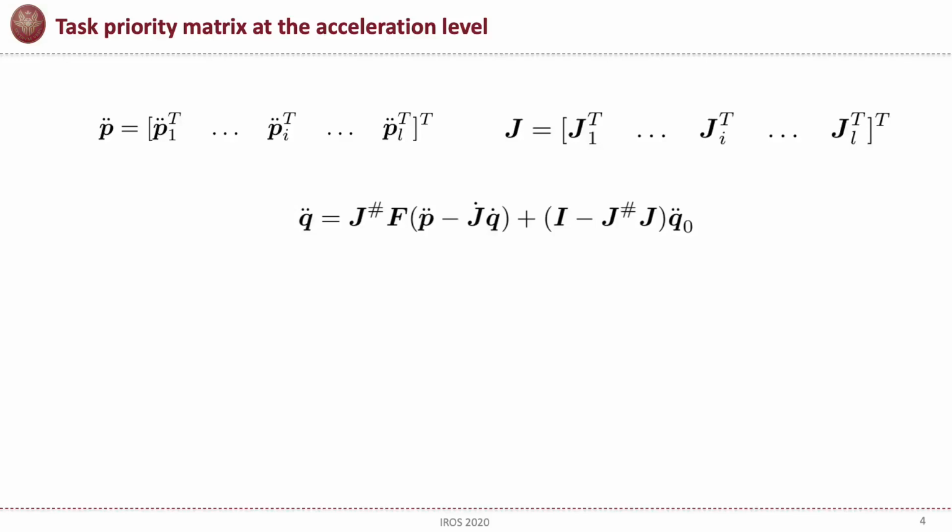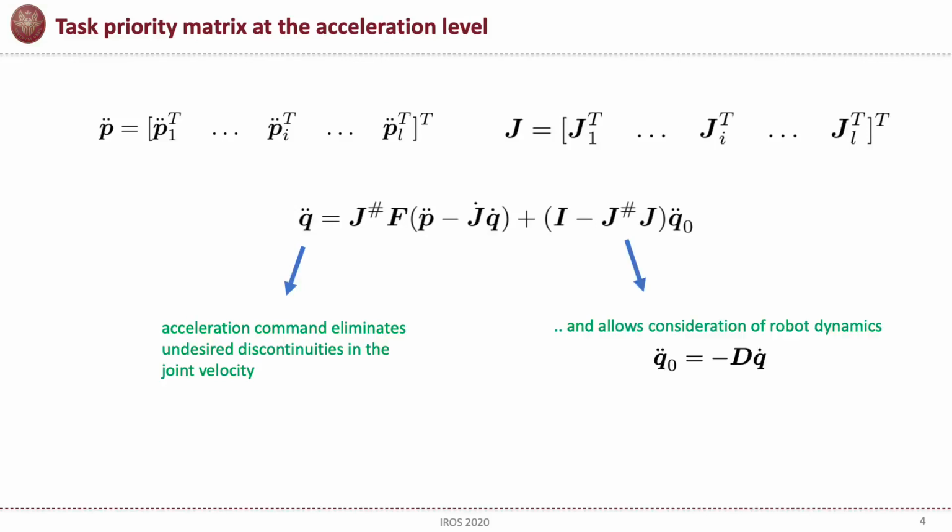To be defined at the acceleration level. By defining the control law at the acceleration level, we eliminate discontinuity in the joint's velocity. Also, in this way, we allow the consideration of robot dynamics or any other additional task at the joint level. For instance, joint velocity or momentum damping to be included as null space terms.